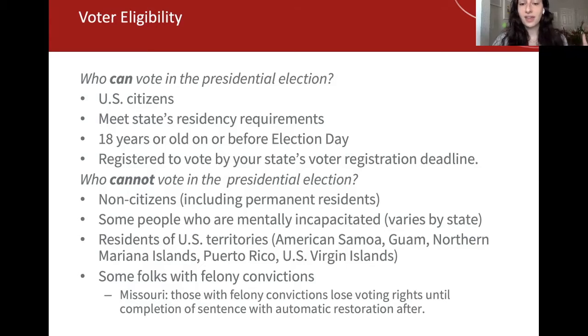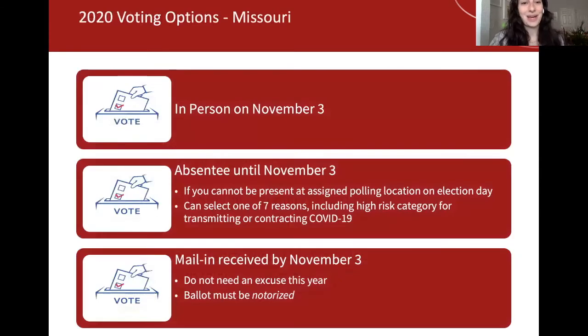So yes, the states have a lot of power over these regulations, and that includes, now that we're in the pandemic, how we're voting this year. So in Missouri, we'll discuss the ways that voters can vote in Missouri. So the election day is the first Tuesday in November. It's November 3rd this year, and anybody can vote in person on that day.